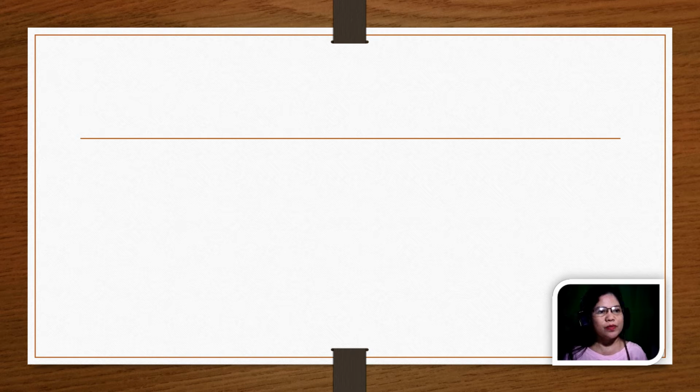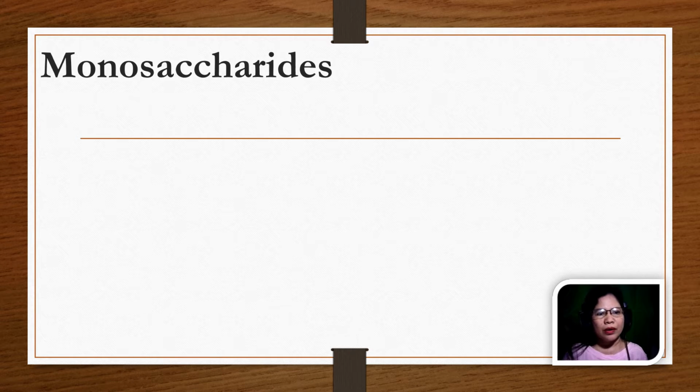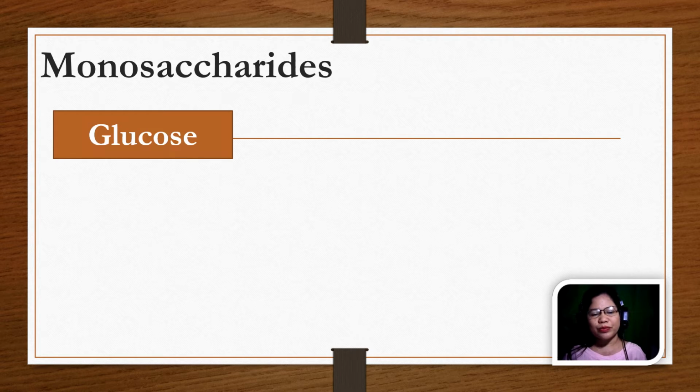Okay, the first group of carbohydrates is the monosaccharides. So monosaccharides, from the word mono, that means it only contains one saccharide. So there are three types of monosaccharide: the glucose, the galactose, and the fructose. So we'll start with glucose first.